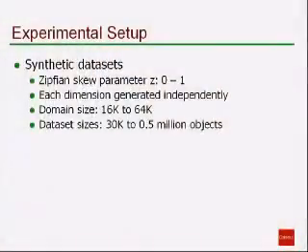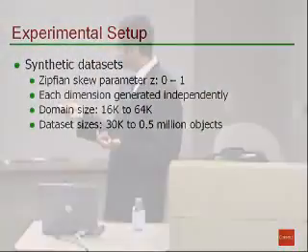For experiments, we use real-life and synthetic data. For synthetic data, we use Zipfian data, with the Zipfian skew parameter varied between 0 and 1, 0 implying uniform data and 1 implying highly skewed data. The skew in each dimension was generated independently. The domain size was varied from 16K to 64K, and the dataset size was varied from 30,000 to 500,000 spatial objects.